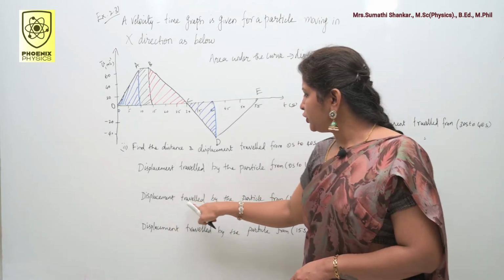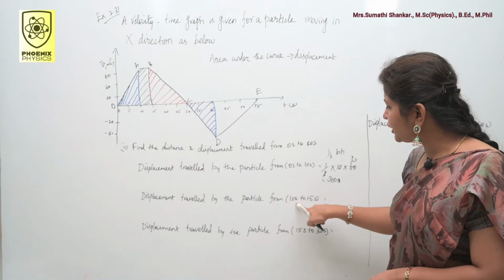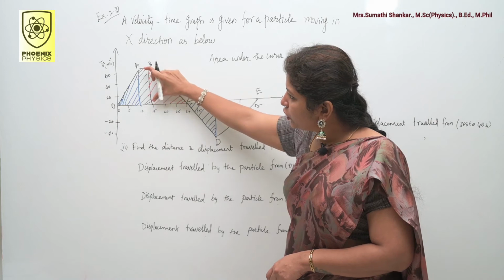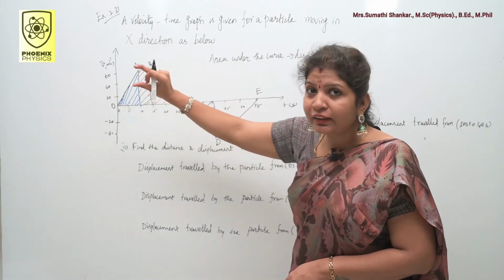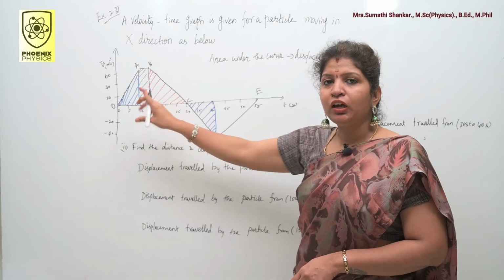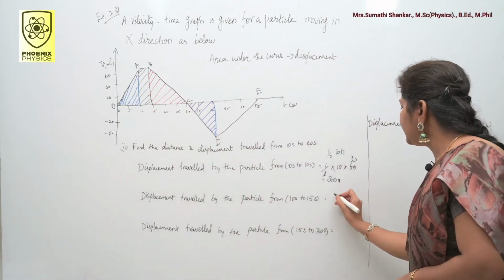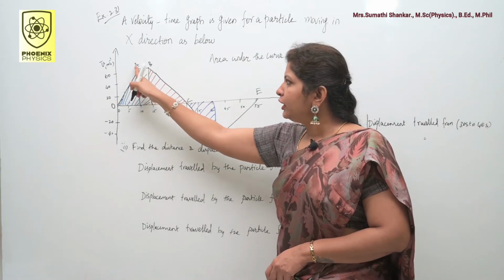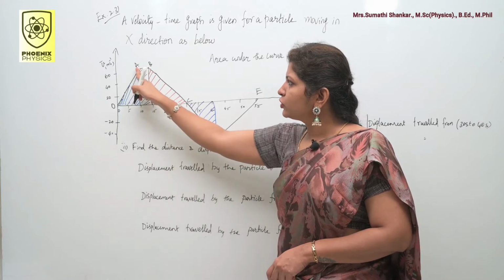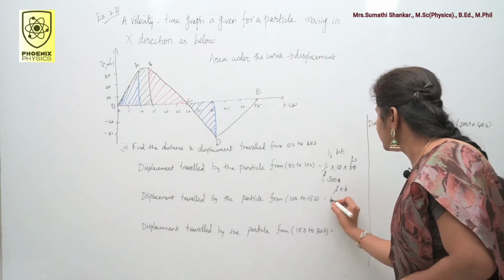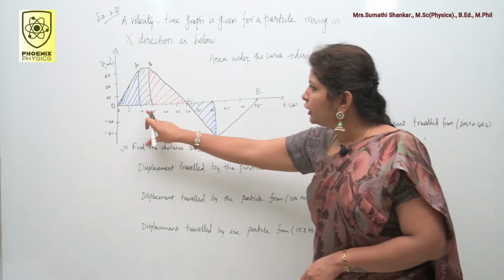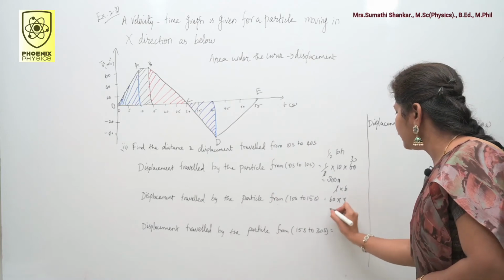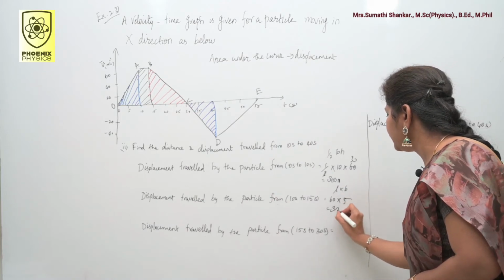Second one, displacement travelled by the particle from 10 second to 15 second. Here the shape is a regular rectangle. You know the formula, area of the rectangle is L into B, right? Here this one is our L, which corresponds to 60. So 60 into B, which is 10 to 15 seconds, totally 5 seconds. So 60 into 5, your answer is 300 meter.